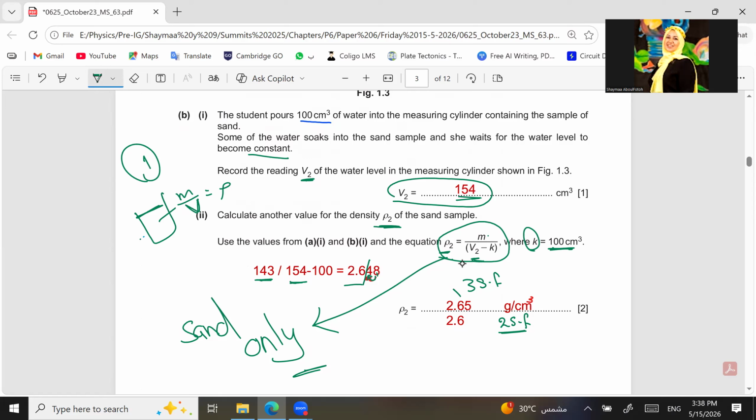But in this calculation, I add water. And according to this equation, which is rho 2 equals m divided by V2 minus k, I can get the density of the sand only without anything else. So let's see.